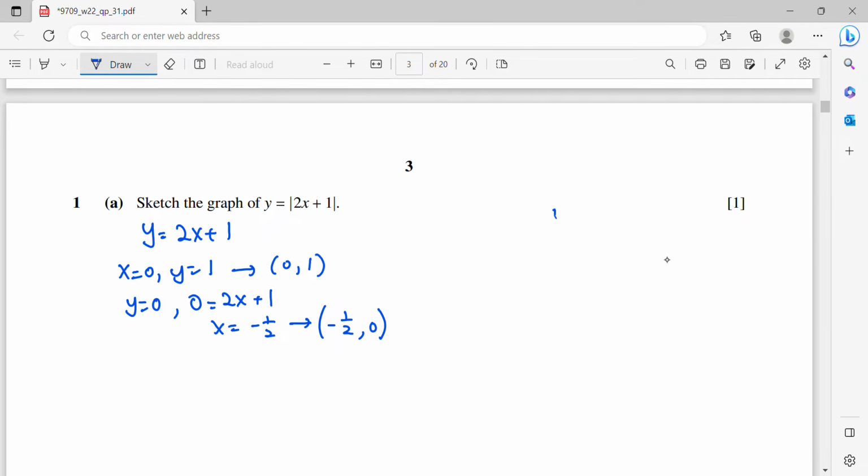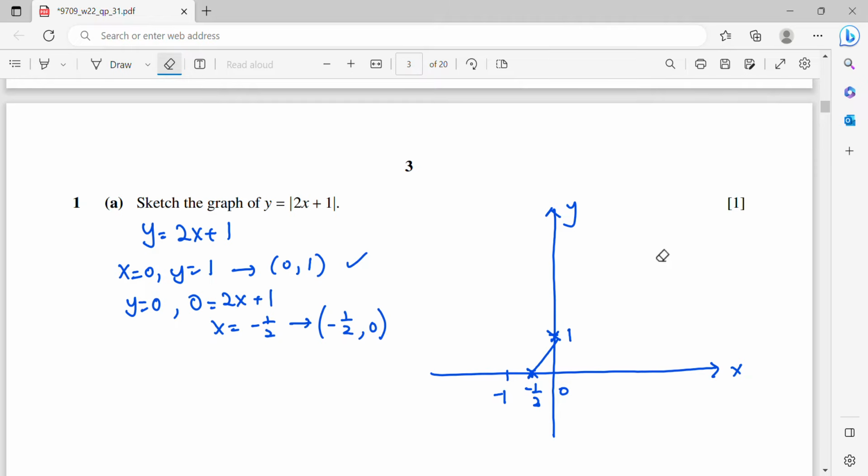So now let's sketch the graph. Draw the xy axis together with the origin. Now let's say this is 1, and here is minus 1. Now we get 2 points, (0, 1), which is the point on the y-axis, and another point is (negative half, 0). So let's say here is negative half. Alright, so we are going to join these 2 points using a ruler.